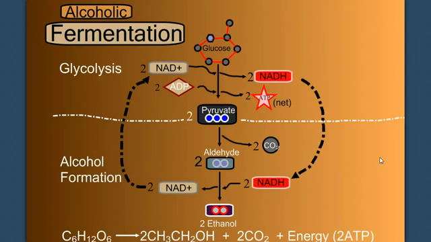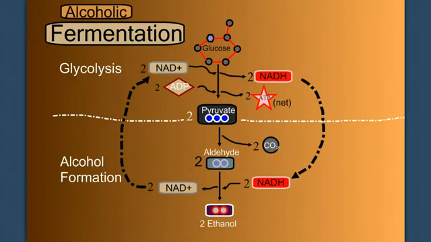You see, the alcohol formation stage of this allows us to regenerate NAD+ for glycolysis. We've been reducing NAD+ during glycolysis to make NADH. After a while, we have a limited supply of NAD+, and so if we don't oxidize the NADH to return the NAD+ back to glycolysis, we can't do this part at the top over and over again.